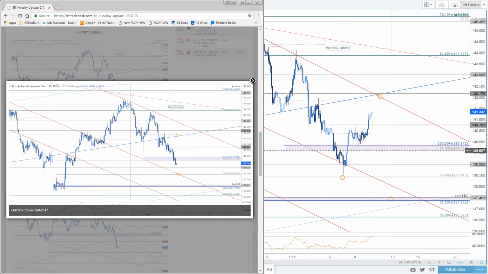Levels have been unchanged, so you're coming now into initial targets at the monthly open, which is now converging on the upper parallel, and that pivot into 142.17. So watch this whole region, 141.80 into 142.17. Big ATR, pound yen. So you know, make sure you're aware of that if you get in.